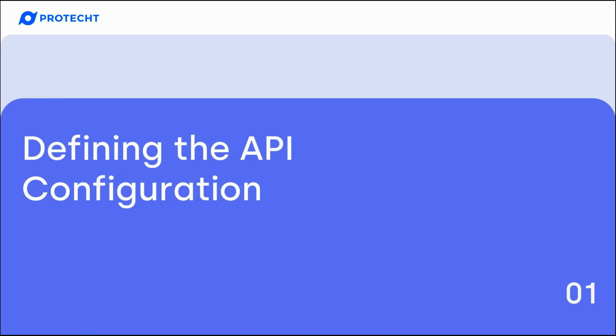Now first we need to define the connection to the API. Once you've completed this step, you don't need to repeat it for the next recipe you choose to use. So you can move on to step 2 if you already have an API configuration set up for Workato.